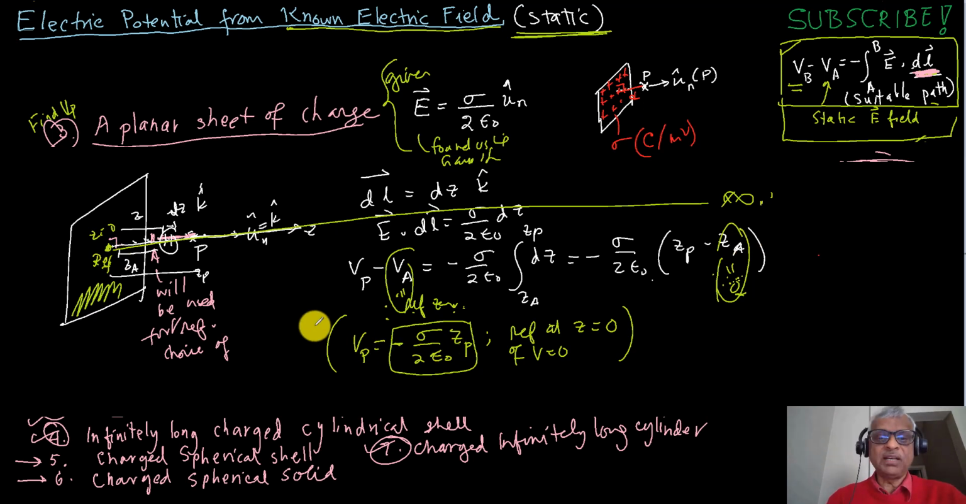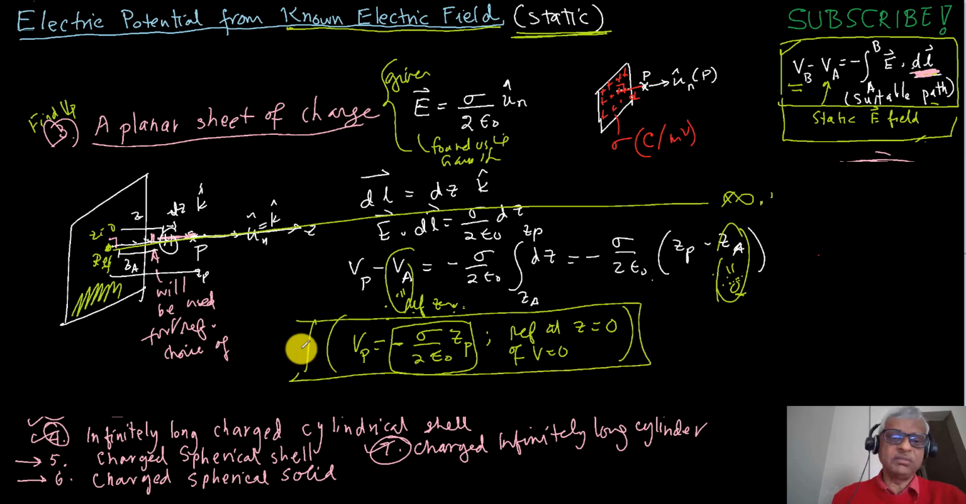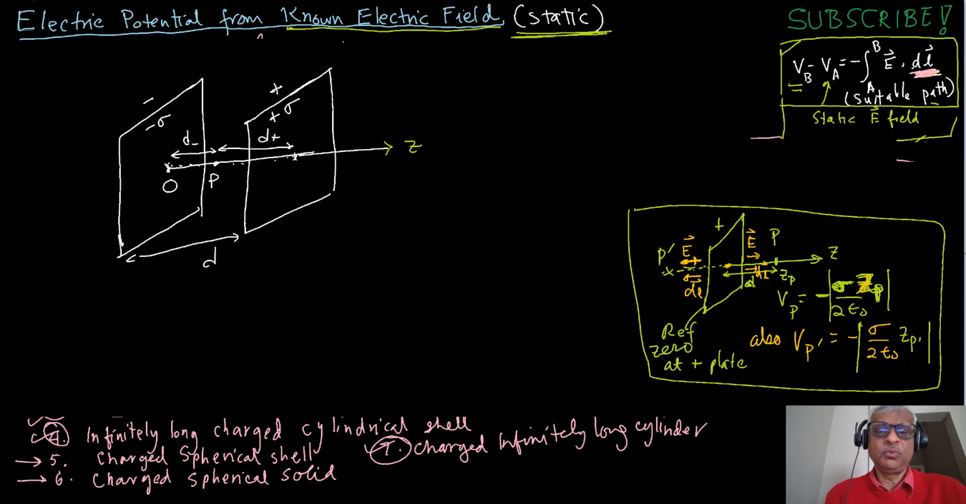Now this formula has a lot of applications. A particular application I'll show you just now. One application of this formula for a single plate is a two-plate system. One is negatively charged, another is positively charged, and there's a point P at a distance d minus from the negative plate and d plus from the positive plate. And we want to know what the potential will be here.